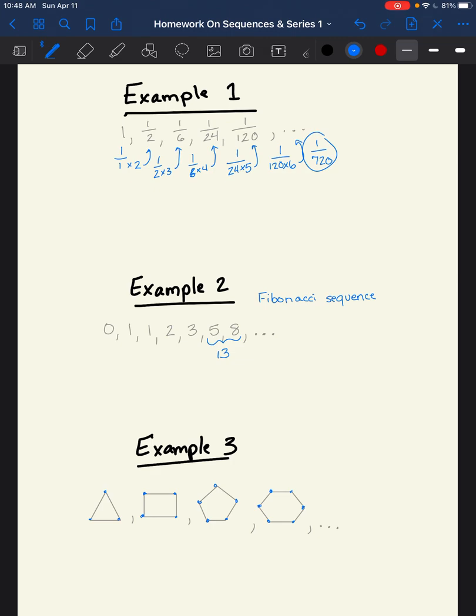And if you guys are thinking logically, the next one should be a heptagon, which is 7 corners or 7 sides, followed by an octagon. So if you notice, these all do have patterns.